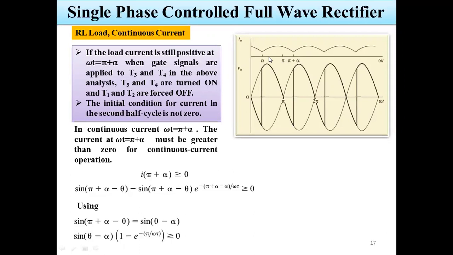After that, from alpha to pi and up to pi plus alpha, it is in a continuous current. This is nothing but the continuous current mode of operation. The current value is not coming towards zero magnitude of ampere. So this is nothing but the continuous current mode of operation.